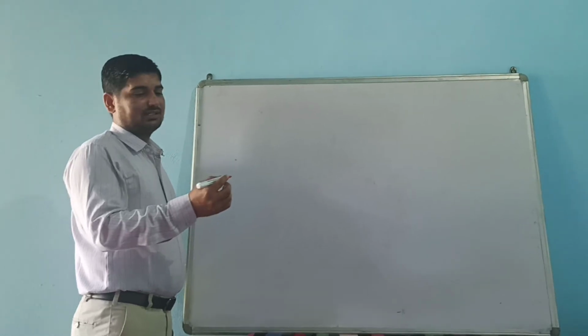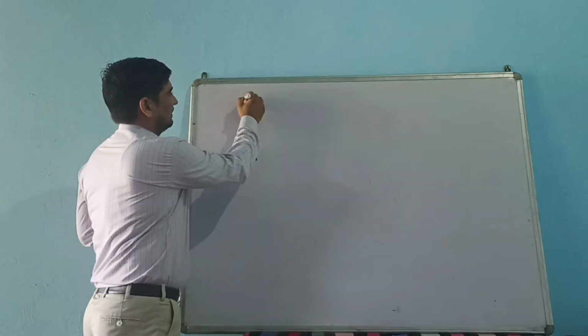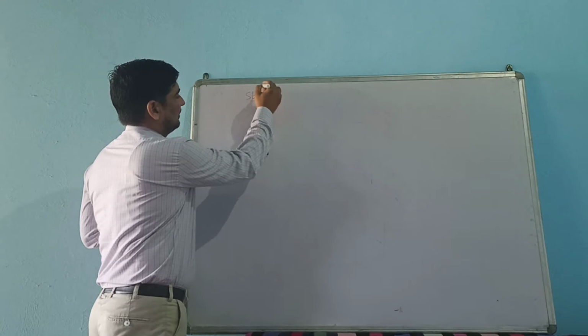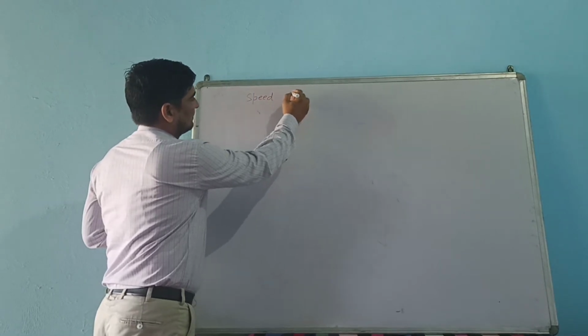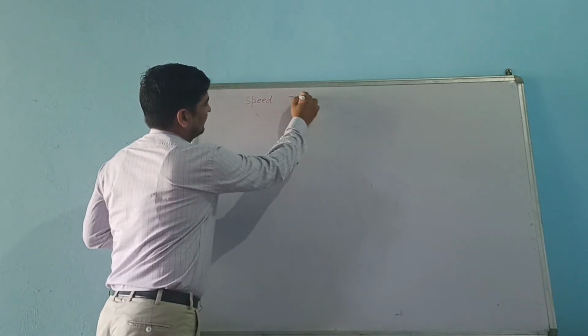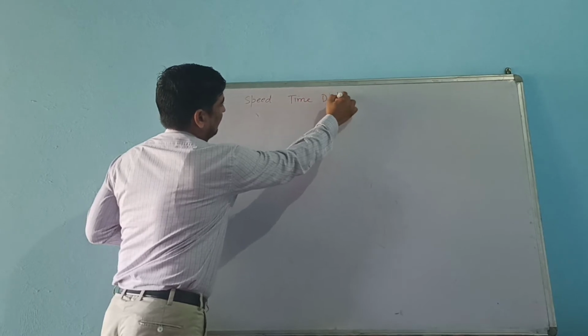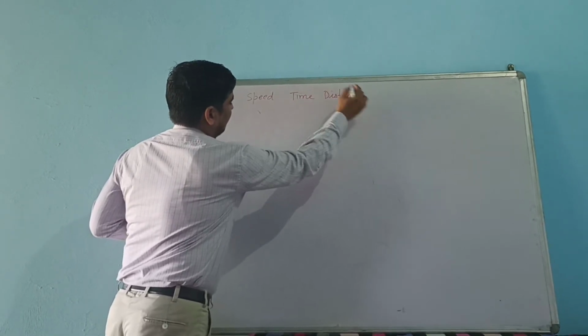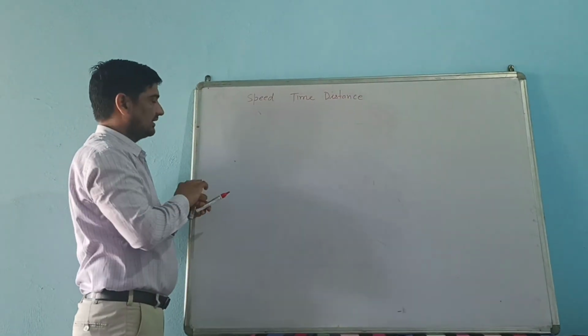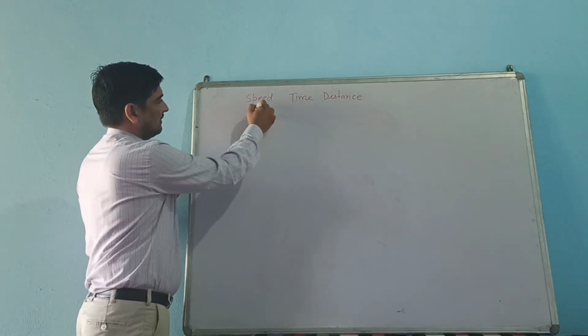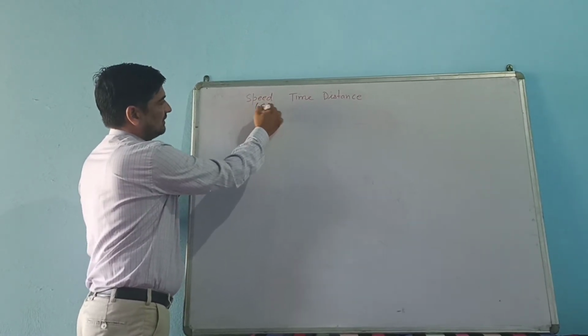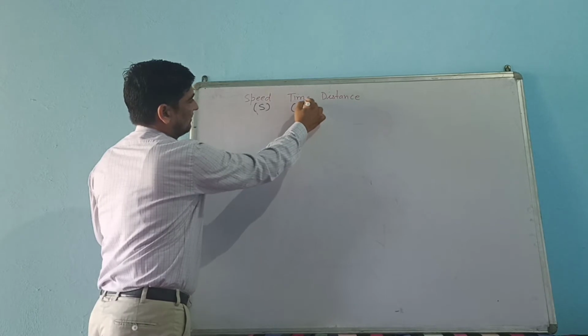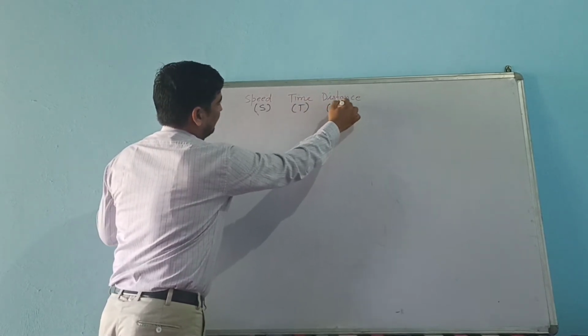Today we are going to learn about speed. We will be doing the numerical speed based on speed, time and distance. In the previous class, we have already discussed the relation between these three factors. First of all, you should know how we are going to denote capital S. Here you will find capital T and here you will find capital D.